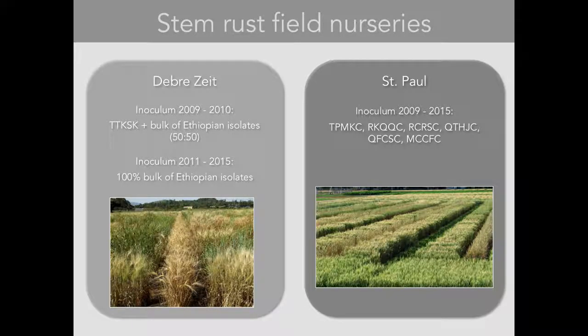So in the field, in Debre, the first 2 years, 2009 and 2010, we were using as inoculum the one that was already present at the nursery, which is 50% UG99 and the other 50% a bulk of local isolates. But after 2 years, we found that TTKSK wasn't highly informative for stem rust resistance in durum wheat. So we decided that since 2011, in our portion of the nursery, we will use only the Ethiopian isolates. In St. Paul, we use all these years this bulk of 6 North American races that altogether provide us with a really good virulence spectrum.